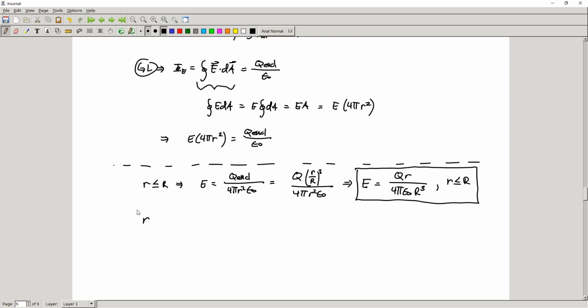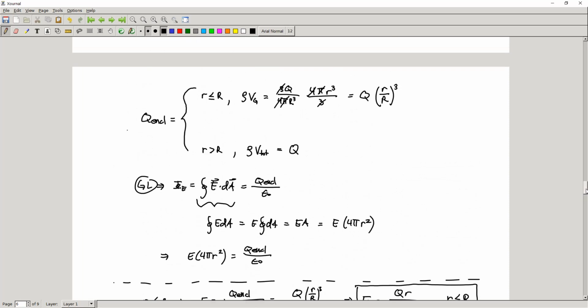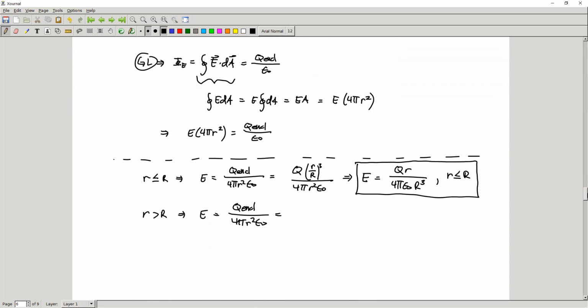When we're outside the insulating sphere, we have small r greater than big R, and this gives us E is equal to Q enclosed over 4 pi r squared epsilon naught, but we know that our Q enclosed here is just Q, right? So I can rewrite the final answer: E is equal to Q over 4 pi epsilon naught small r squared for r greater than big R. Okay, and those are our two results.